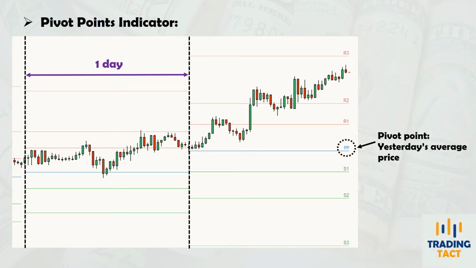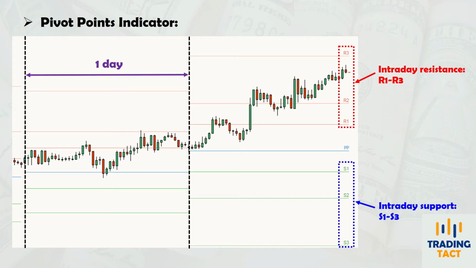The central pivot is an indicator of market sentiment. The market is bullish when trading above the central pivot, and bearish when trading below it. The S1 to S3 and R1, 2 or 3 levels serve as intraday support and resistance, respectively. A breakout of these levels could indicate the beginning of a trend.